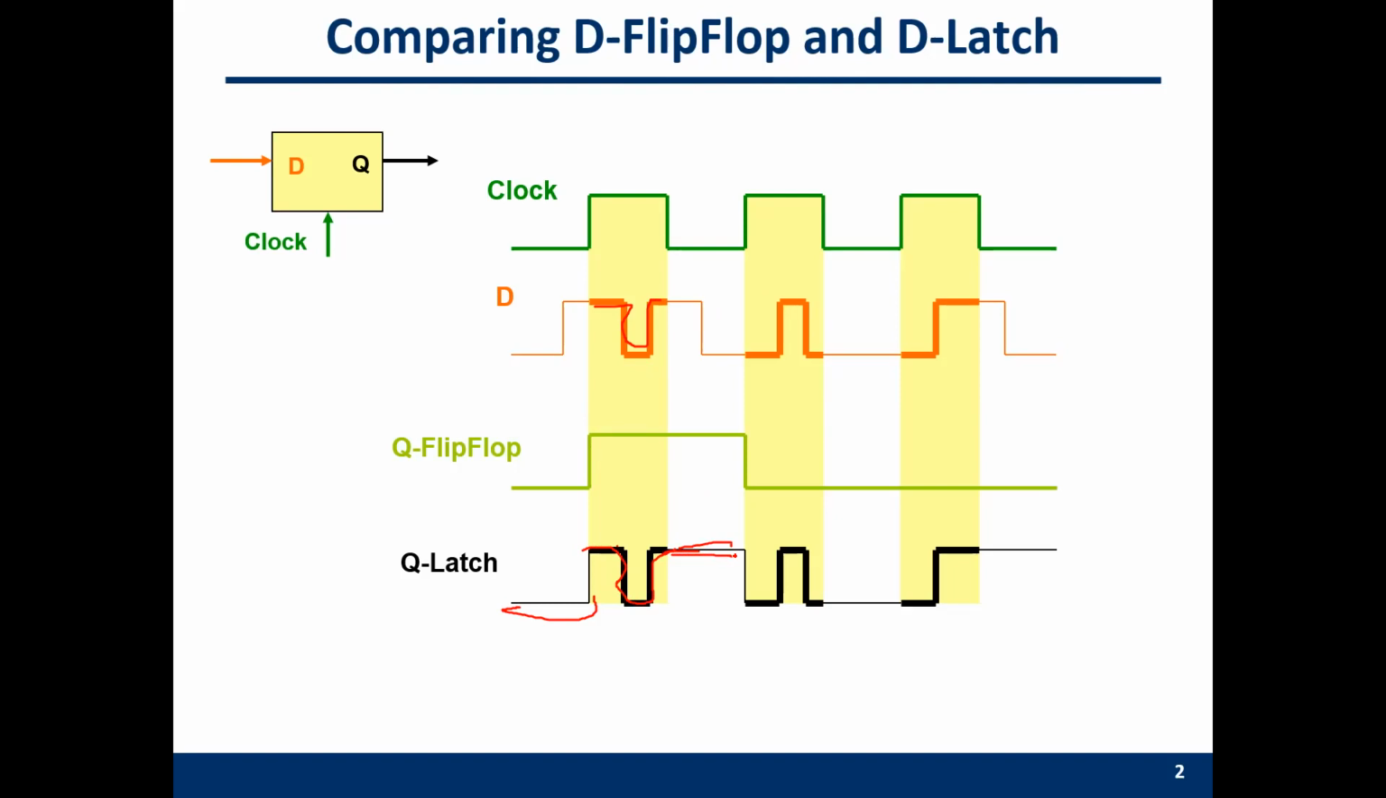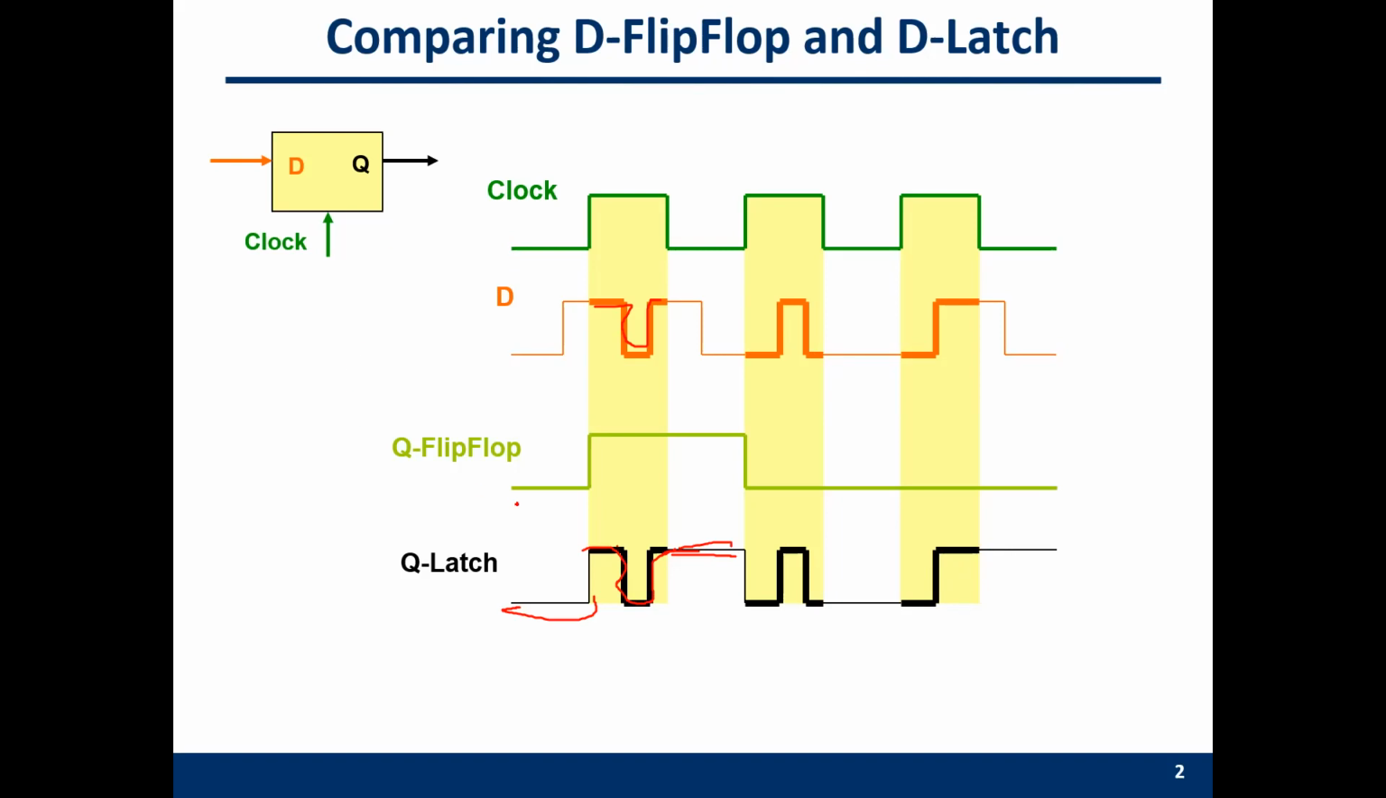But when the clock is high, it changes immediately with the input. So you can see these are the changes, and they are the same. So we can say that the latch is sensitive to the level of the clock. When the clock is low, it's not sensitive to the input. But when the clock is high, it changes immediately with the input.